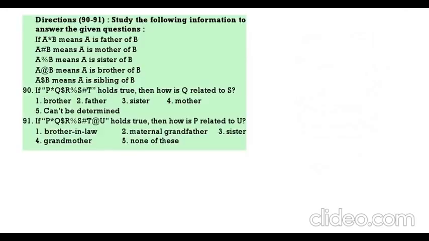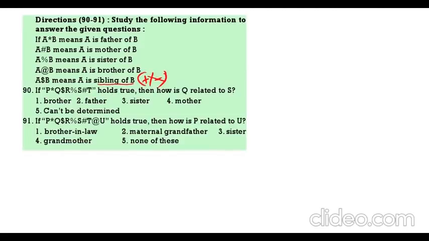90 to 91. Study the following information carefully to answer the given questions. A star B means A is the father of B. A hash B means A is the mother of B. A percentage B means A is the sister of B. A at for B means A is the brother. A dollar B means A is the sibling. Sibling means it can be brother or sister. It can be plus or minus. We don't know.